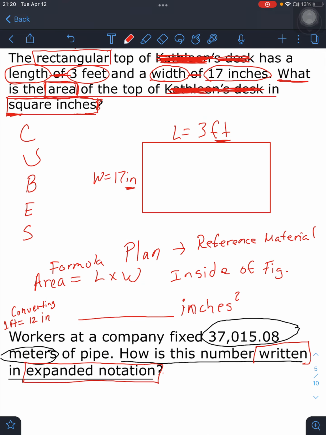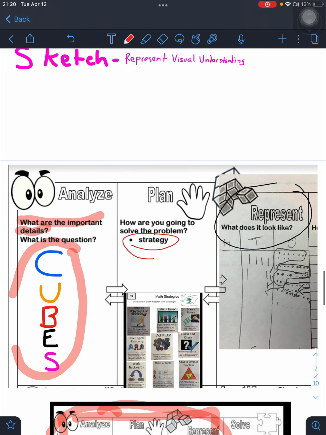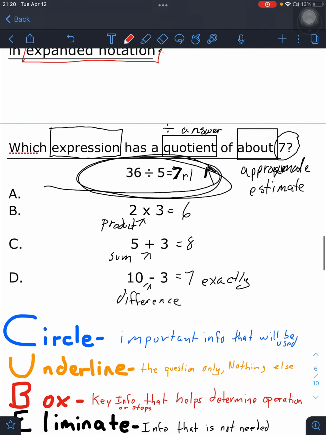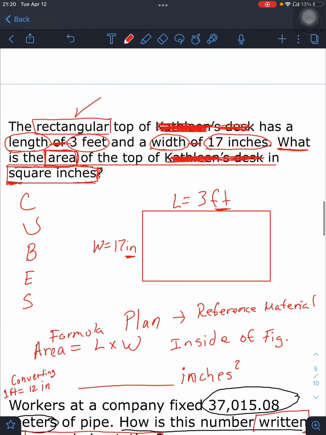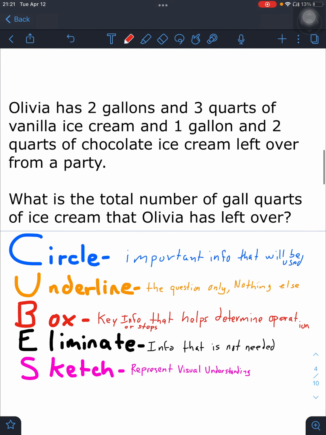Okay, so far, all we have done is we've analyzed the problem, we've created a plan, and created our representation. We have not started to solve. We haven't done anything up until this point. Let's look at another problem.